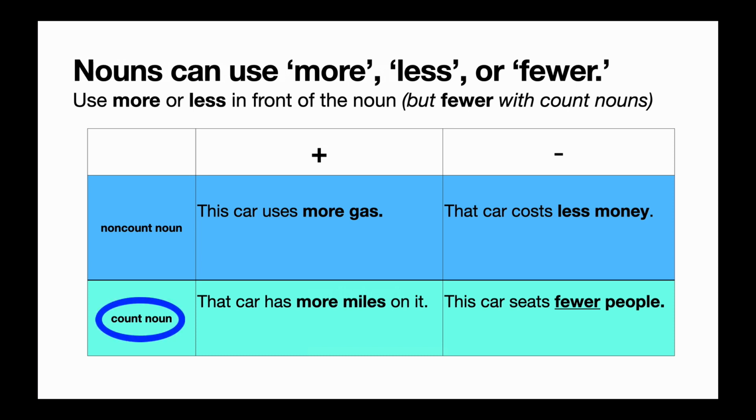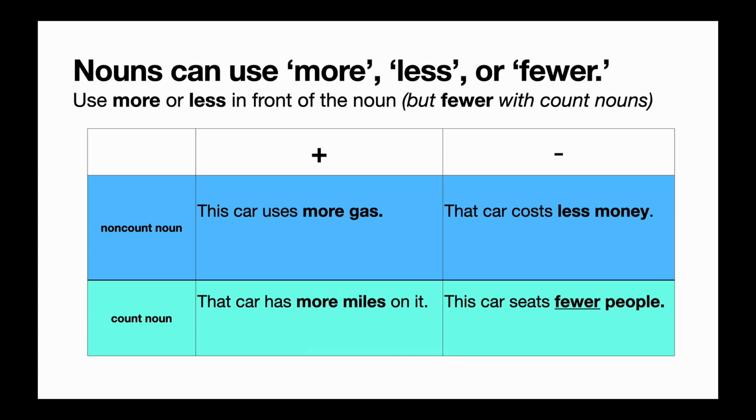With countable nouns, you still use more. That car has more miles on it. But when you want to go the opposite direction, instead of saying less, people is a countable noun, so you would say this car seats fewer people. That means this car can hold fewer people. So with nouns, you just have to remember, we don't say less with countable nouns, we say fewer.